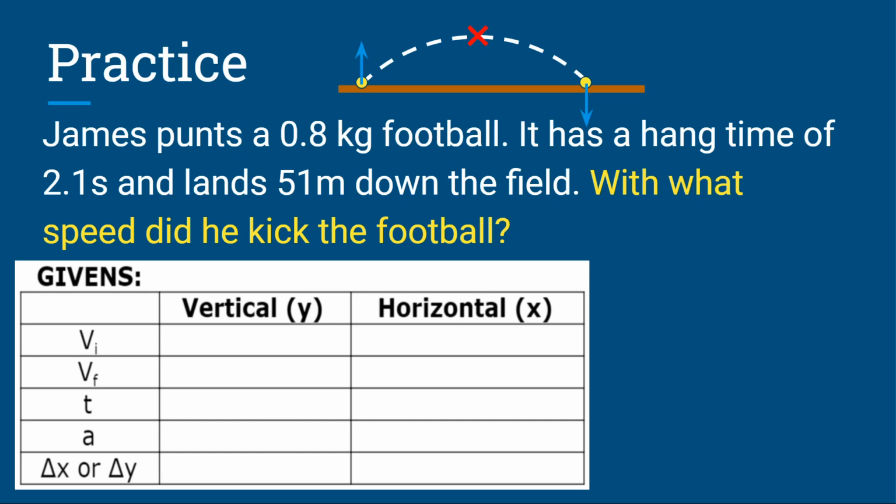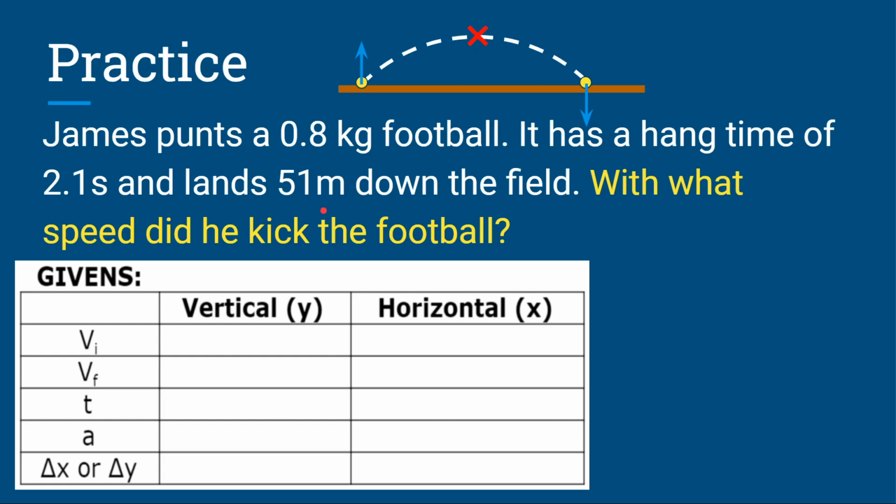It says, James punts a 0.8 kilogram football. It has a hang time of 2.1 seconds and lands 51 meters down the field. With what speed did he kick the football? Okay, so he's punting it. He's obviously punting it forward because it lands 51 meters away and up. So he is punting it at an angle.